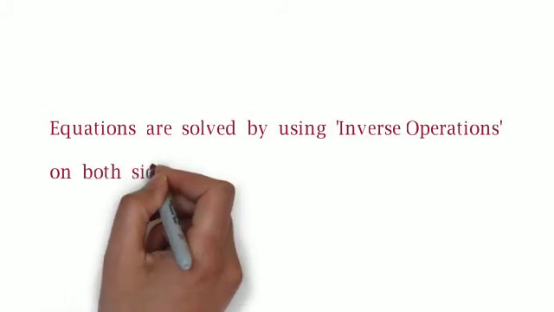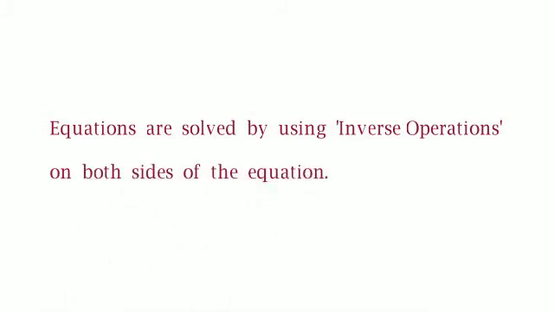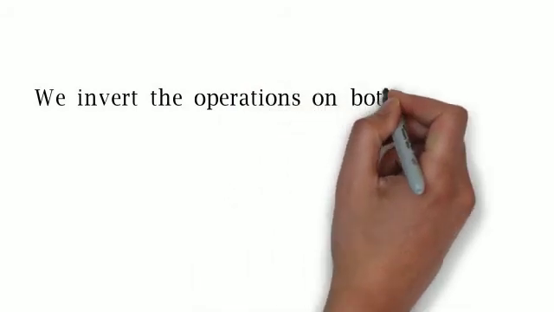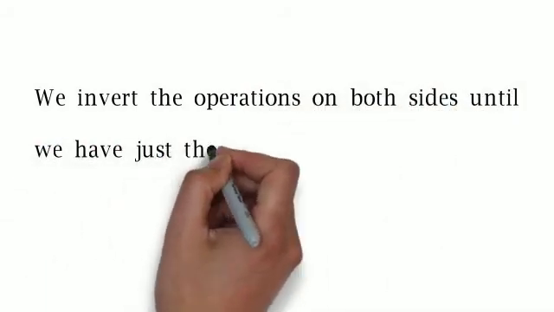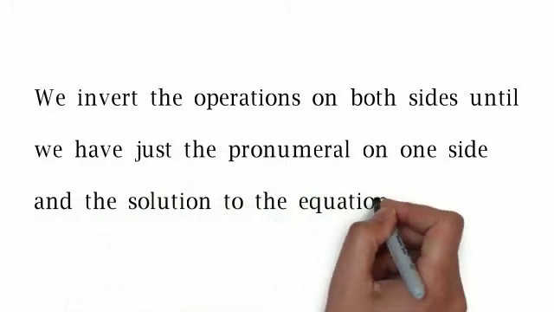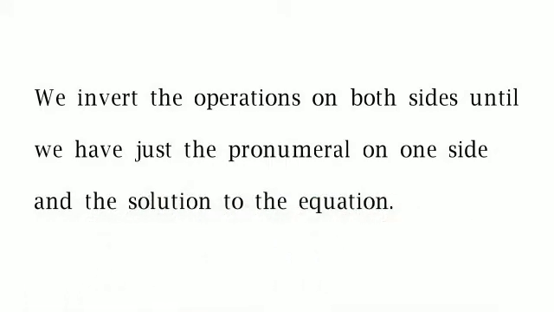And they're solved by using inverse operations. That's the name we've used for when we do the equal and opposite on both sides of the equation. So we invert the operation until we get just the pronumeral on one side. And whatever that equals, that is the solution to the equation.